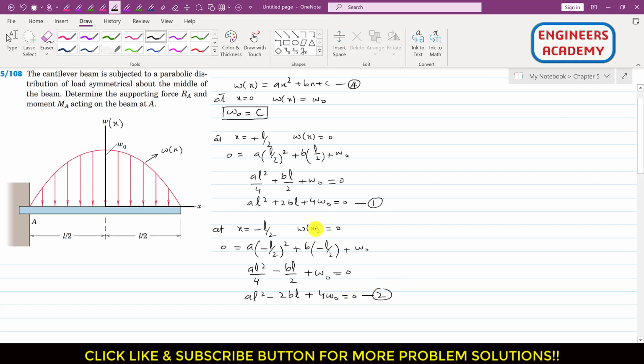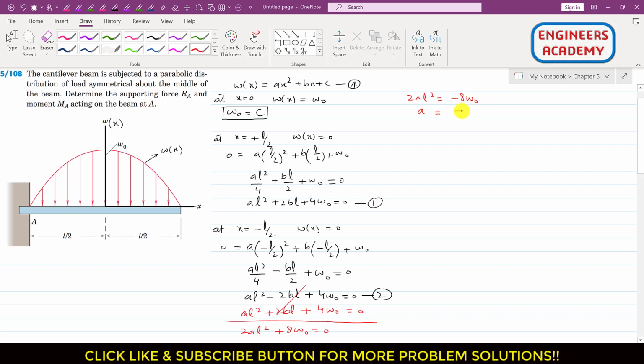Now if I add equation 1 with 2, right? So we can write equation 1, a L square plus 2 b L plus 4 omega naught equal to 0. So the b terms will cancel out, and we will be left with 2 a L square plus 8 omega naught is equal to 0. And from this equation we can write that 2 a L square is equal to minus 8 omega naught, and we can find this a constant, right?